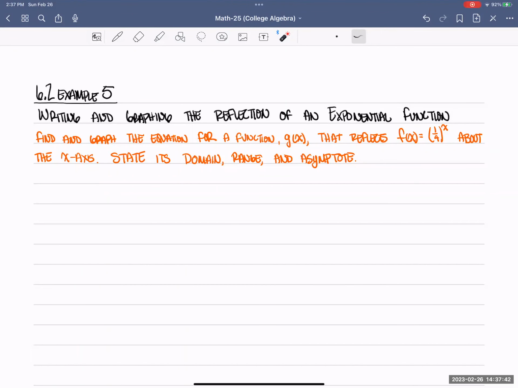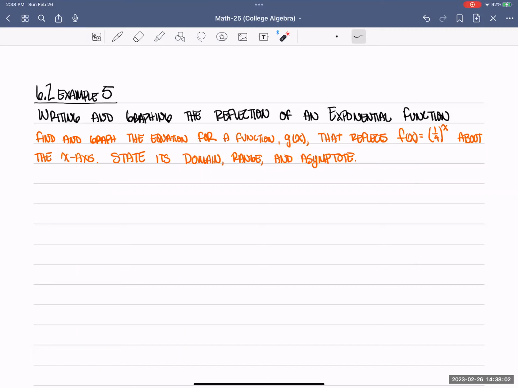Section 6.2, example 5, writing and graphing the reflection of an exponential function. Find and graph the equation for a function g of x that reflects f of x equals (1/4)^x about the x-axis. State the domain, range, and asymptotes.